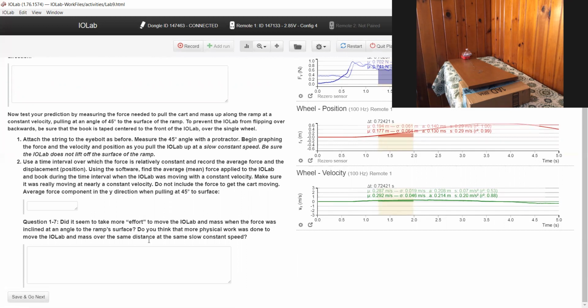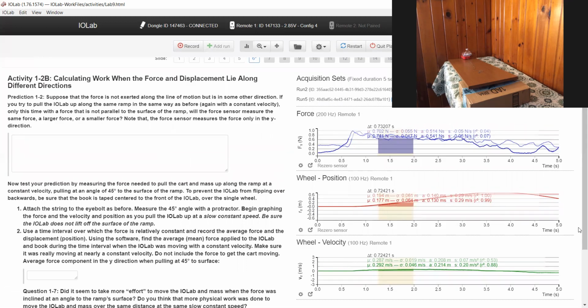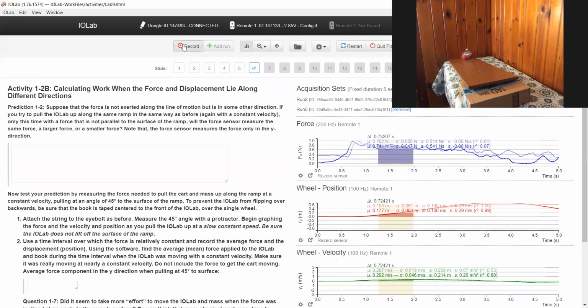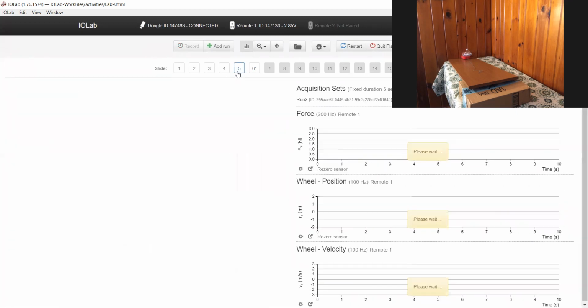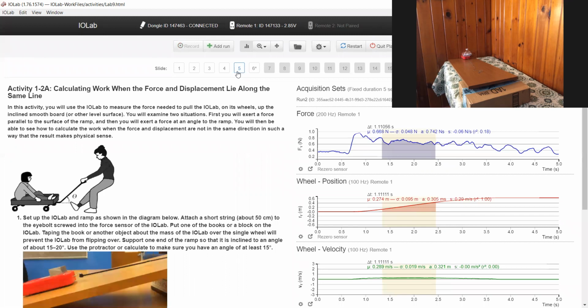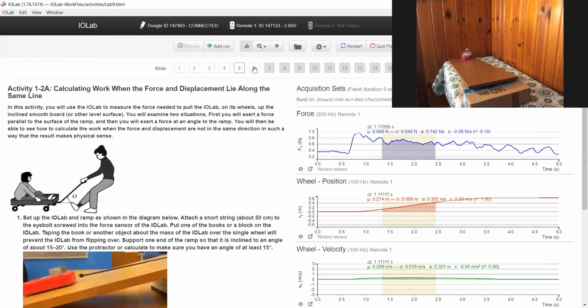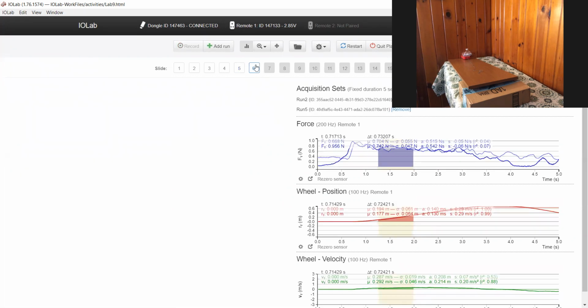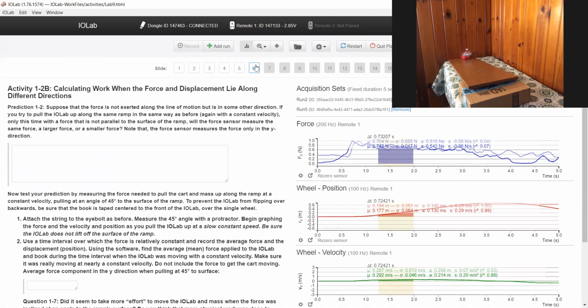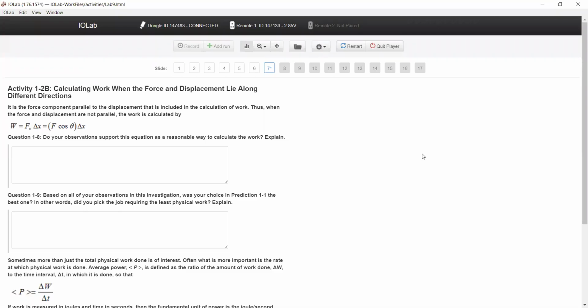Does it seem to take more effect on the IOLab when the mass was inclined at an angle? You may go ahead and answer based on your calculation. It seems so, 0.74. It was how much in the previous one? 0.6 something, 0.66, and there is 0.74. Not much difference, but at least there is some. So you may go ahead and write your answer based on what you see. After writing the answer, you may click on save and go next.